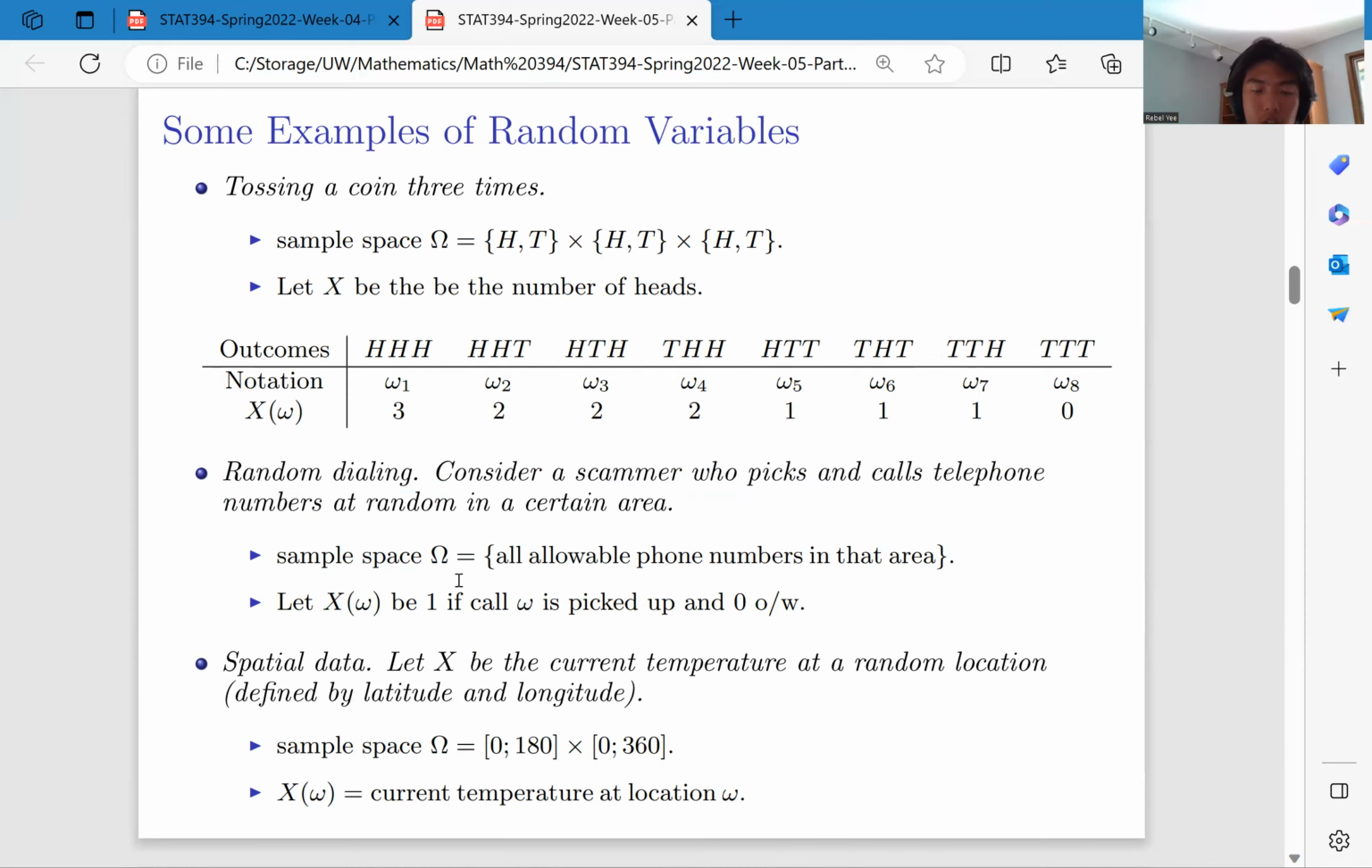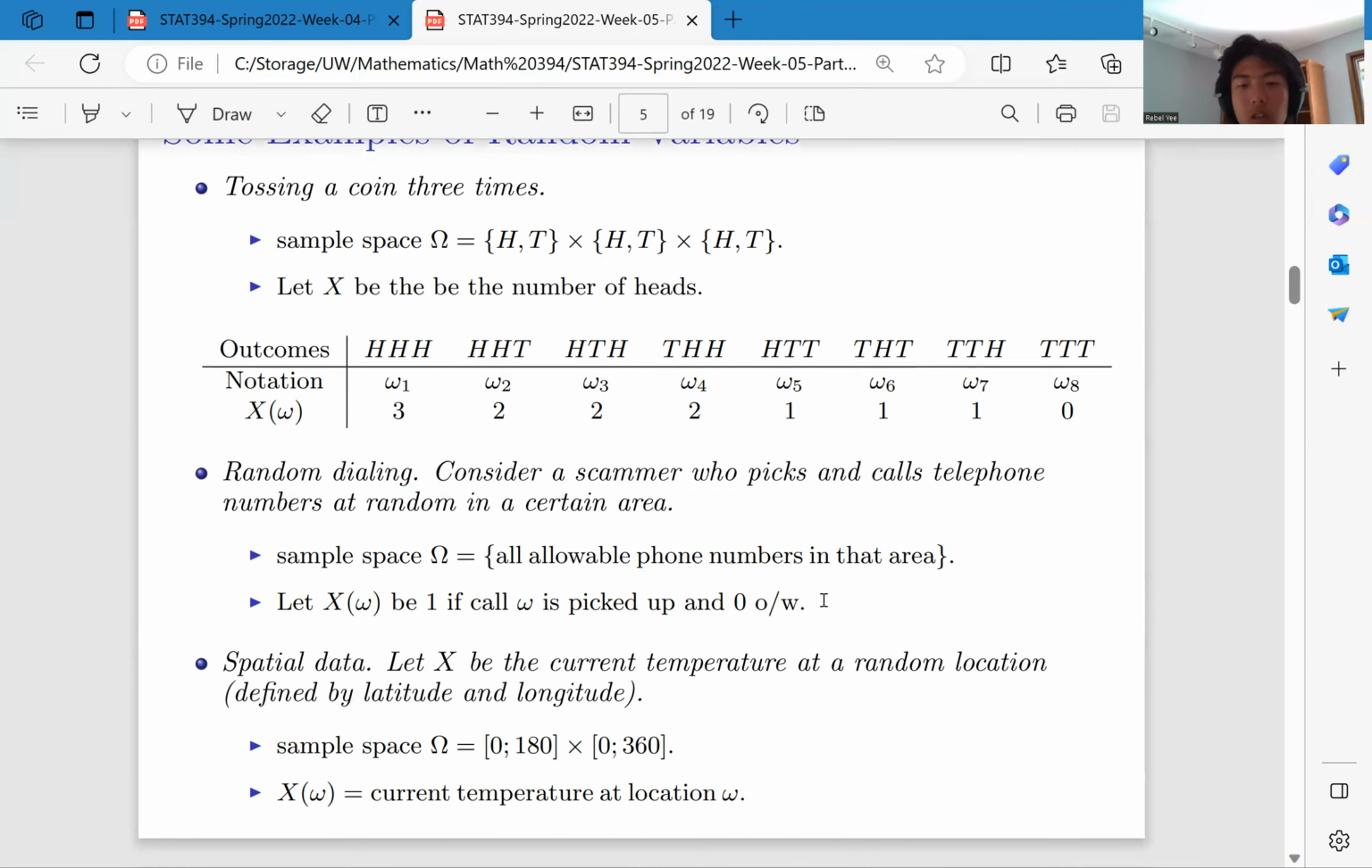So if a phone is picked up, we say X(ω) will be 1, and if it's not picked up, it will be 0. In this case, we summarize all of the outcomes of the phone numbers into two cases: picked up, 1, and not picked up, 0. So this is also an illustration of a random variable.